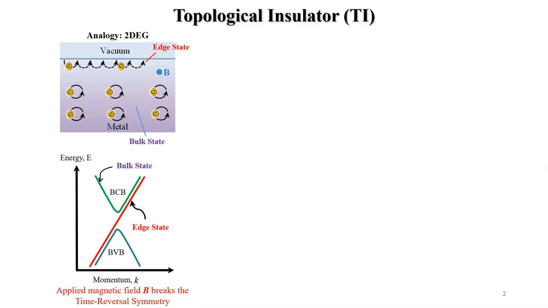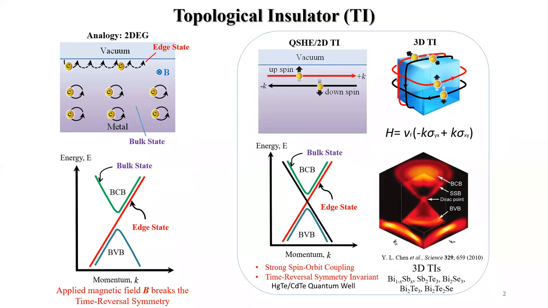In a topological insulator, we can have a system where we preserve the time reversal symmetry. As you can see now, the up-spin electrons will move in the positive k direction, and the down-spin electrons will move in the negative k direction. In the dispersion relationship, you then have two conduction channels moving in different directions.